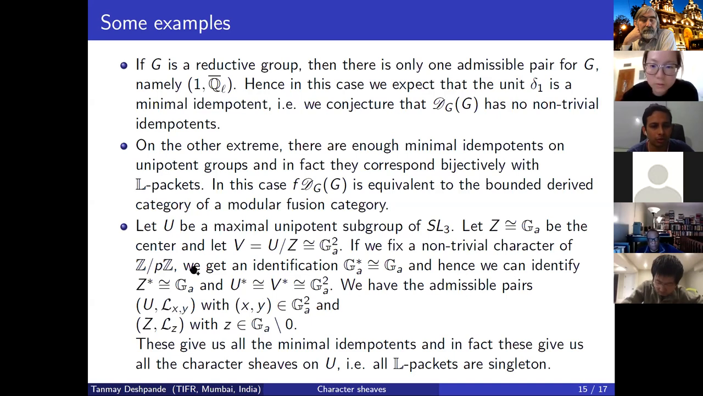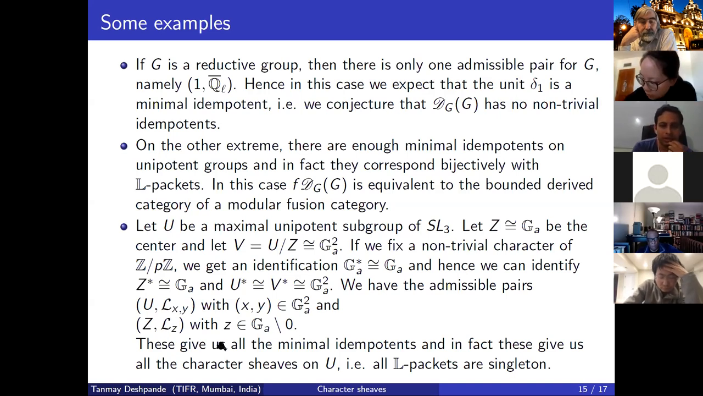So basically, on U, you have this L. Remember here that this U dual is G_a^2. So here by L_{x,y}, we look at a point (x,y) in G_a^2. So using this identification, this is a multiplicative local system on U. These correspond to the one-dimensional characters. On the other hand, as Charlotte mentioned, if you look at this Z, if you look at a non-trivial multiplicative local system, then this is an admissible pair. Here the local system on Z is non-trivial, so G_a minus zero.